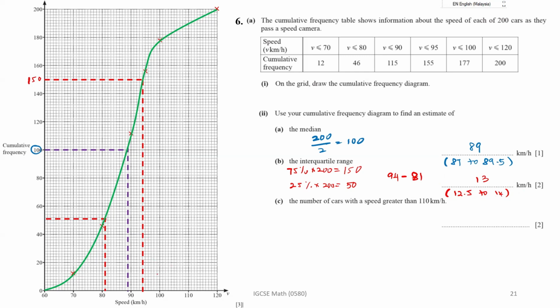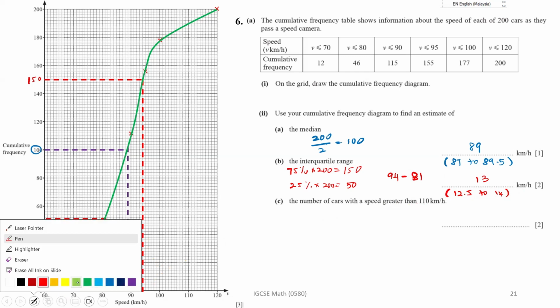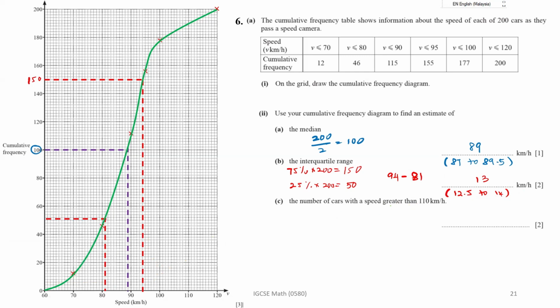Then next, the number of cars with a speed of 110 kilometers per hour. Now the question gives you the speed, not the number of cars. So you need to take from the speed here, and get a value. This is 190.